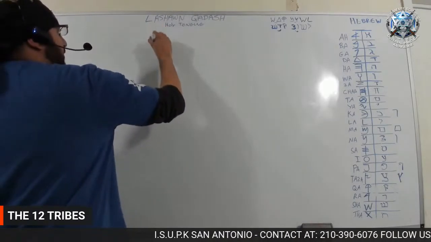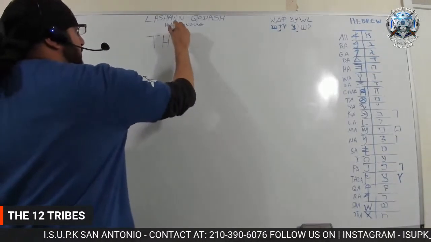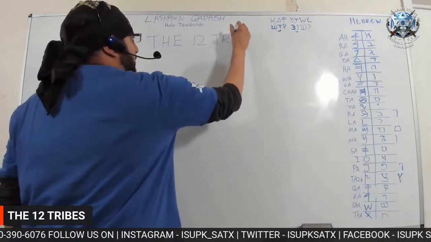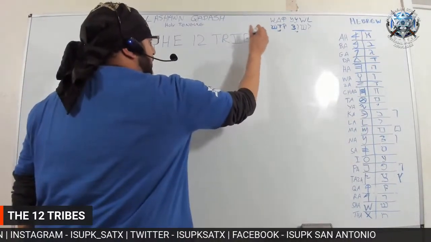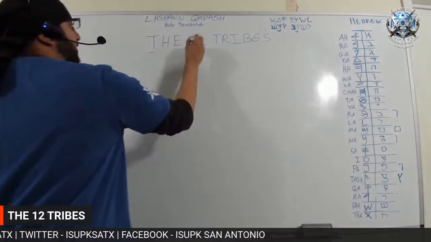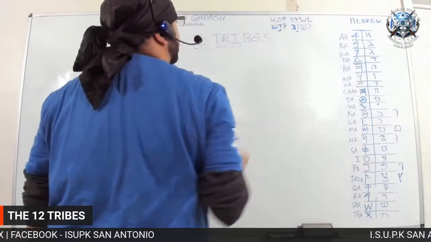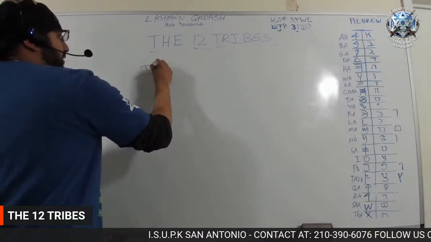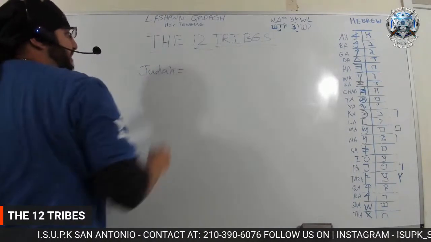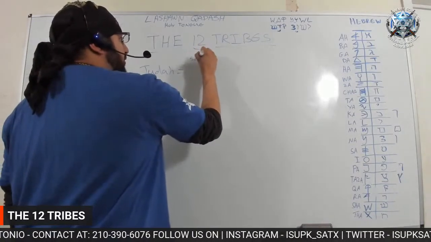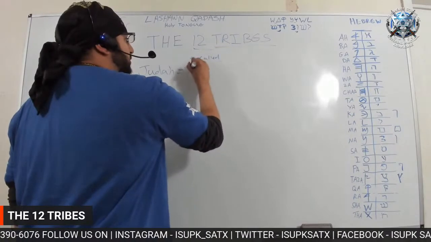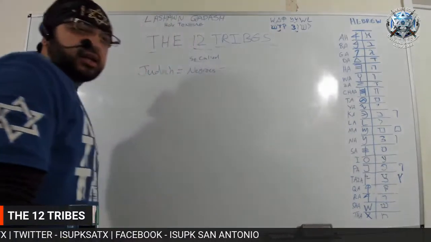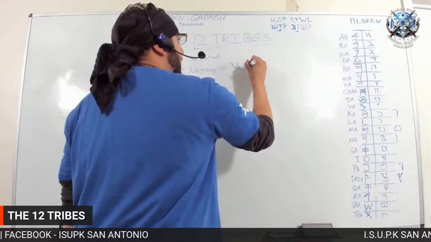12 tribes. I almost want to put a Z at the end just because of lost tribes, but I'm refraining from it. The 12 tribes. The first tribe that we're going to talk about is Judah. As we mentioned before, Judah is the head tribe. Judah is known today as the so-called Negroes. And the name is pronounced in ancient Hebrew as Yahawada.